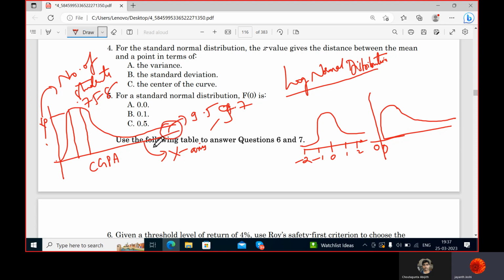So when we see this particular distribution, it's a log normal distribution, whereby very few people will be in this area and maximum people will be in this area, okay? And it cannot have any value less than zero. That's the reason why it cannot form a symmetry.